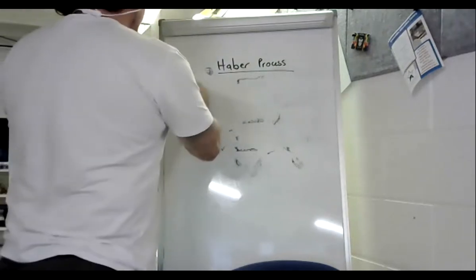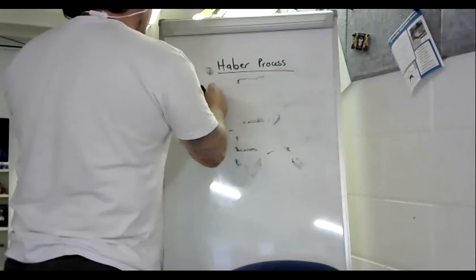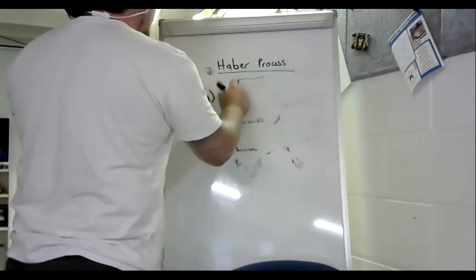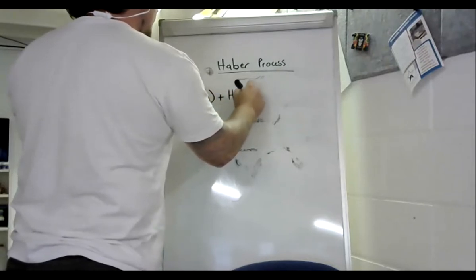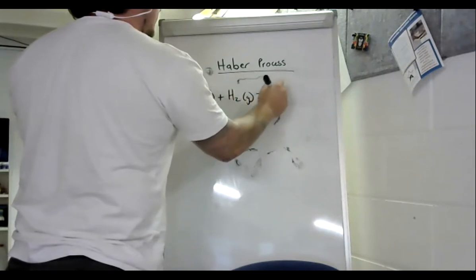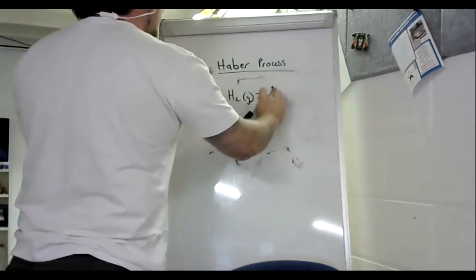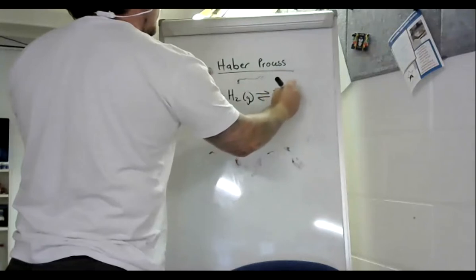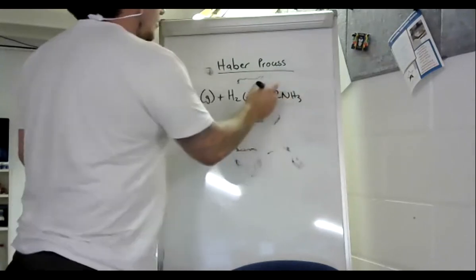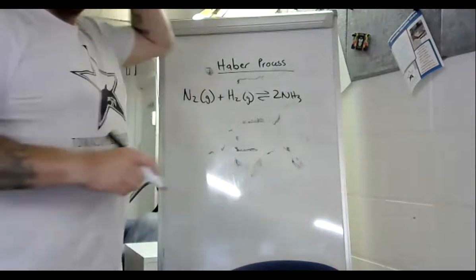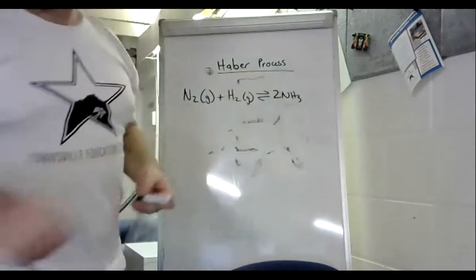So we have N2, it's a gas. What's this mean? What does an arrow backwards and forwards mean?